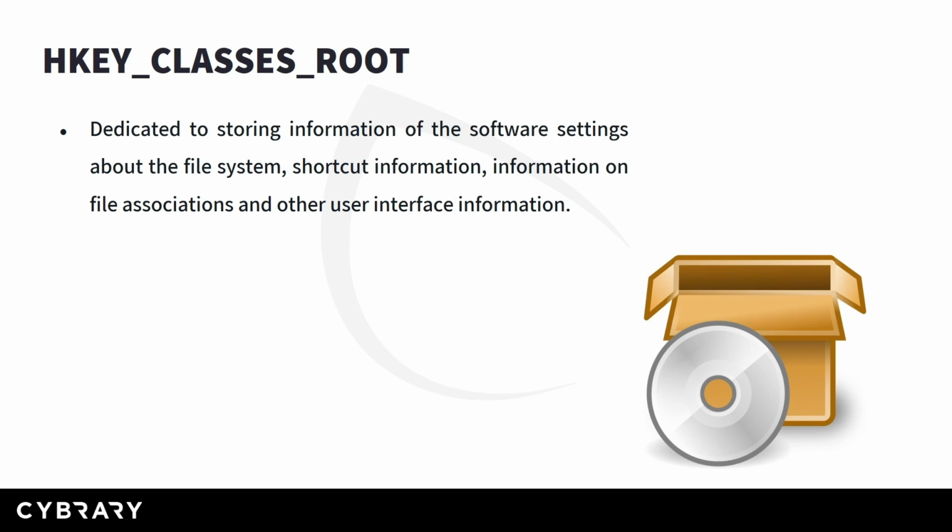HKeyClassesRoot is dedicated to storing information about software settings, the file system, shortcut information, file associations, and other user interface information. The file association information is essentially used by Windows to invoke the correct program when a file is opened using Windows Explorer.